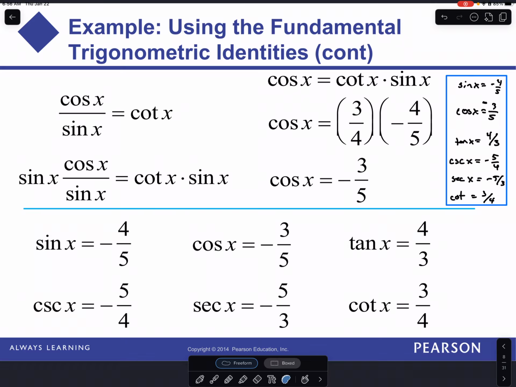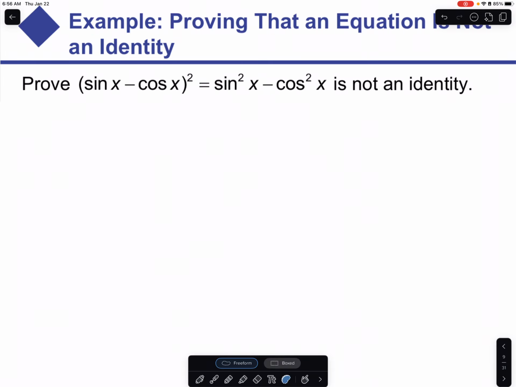Okay. Let's just try another one. So we want to prove that this is not an identity. So we need to show that the left is not necessarily equal to the right. I think the way the book did this one, they just found a counterexample. For it to be an identity, it would have to always be true. So if you find one example that doesn't work, then that's a way to show that it's not an identity.